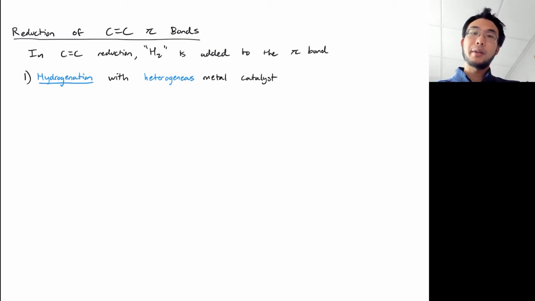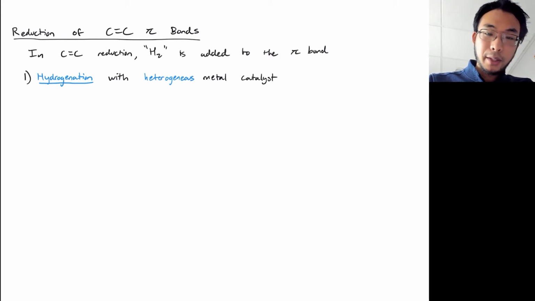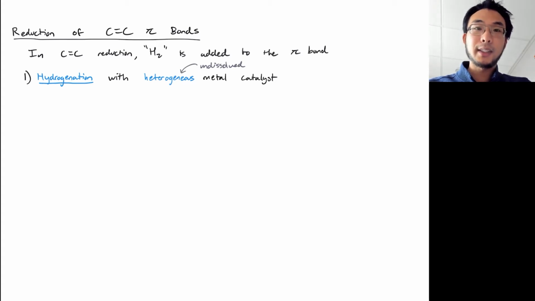So in normal organic reactions, we are considering all of our reactants to be totally dissolved and solvated. But when we're dealing with heterogeneous reactions, then some stuff will not be dissolved. In this case, the catalyst is not dissolved, and so it's just a solid that is kind of floating around in the reaction flask.